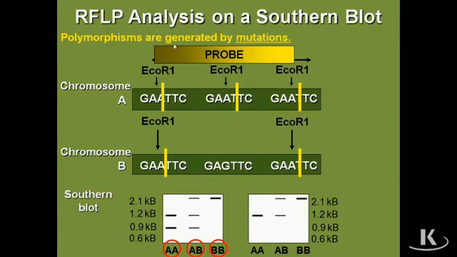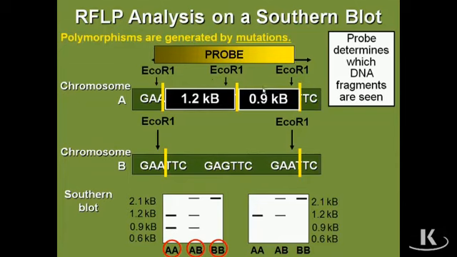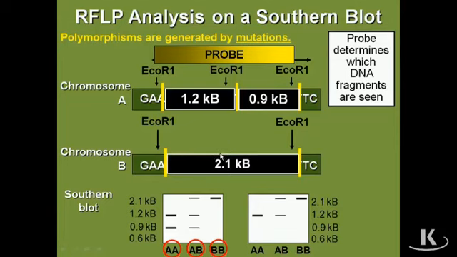If we used a probe specific here, specific for the entire sequence, then that probe would bind to what? Remember, the probe determines which DNA fragments are seen. So this particular probe is going to bind to the 1.2 kilobase and to the 0.9 kilobase. In addition, it's also going to bind to the 2.1 kilobase fragment because it's complementary to both of these sequences on both the paternal perhaps and the maternal allele.